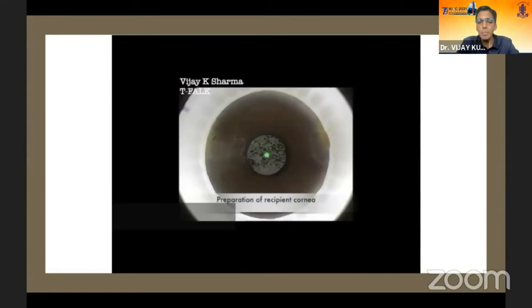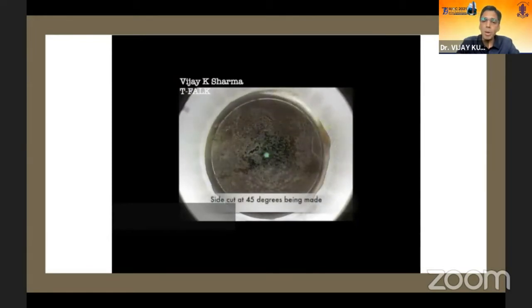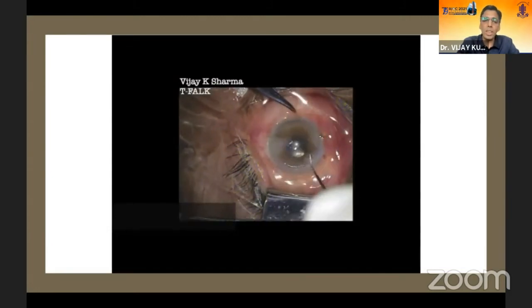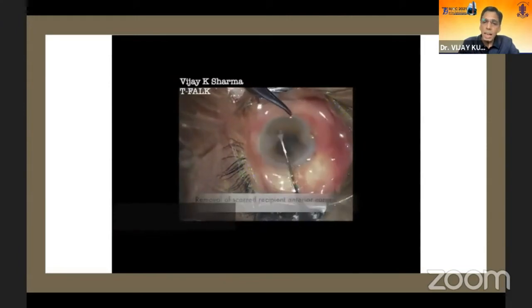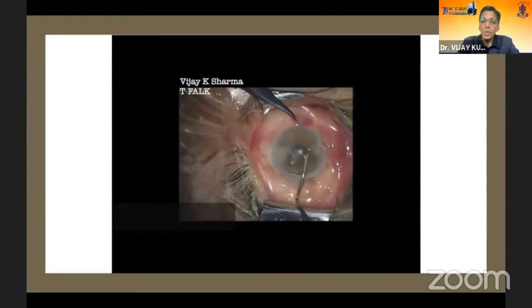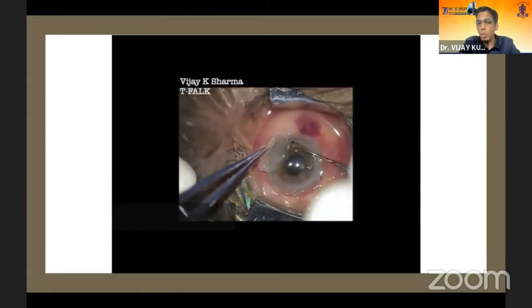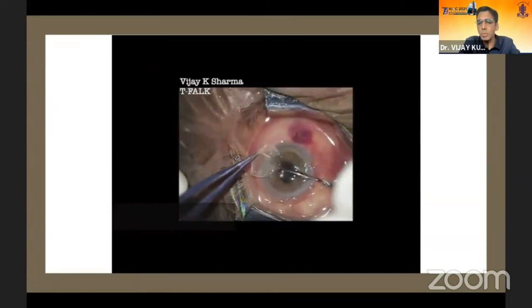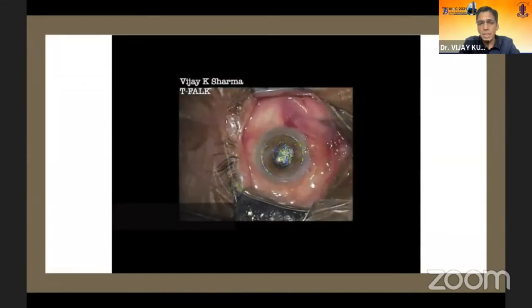Then we prepared the recipient bed by cutting the recipient lenticule. It was again cut at a 45 degree angle. This 45 degree angle created a sort of wedge at the edge. The dissection was not very difficult except in some cases with leucomatous opacities where we had to use some sharp instruments for removing particularly dense adhesions.